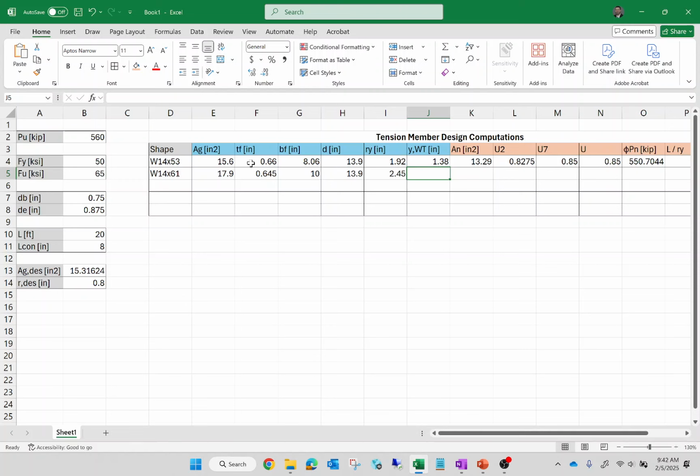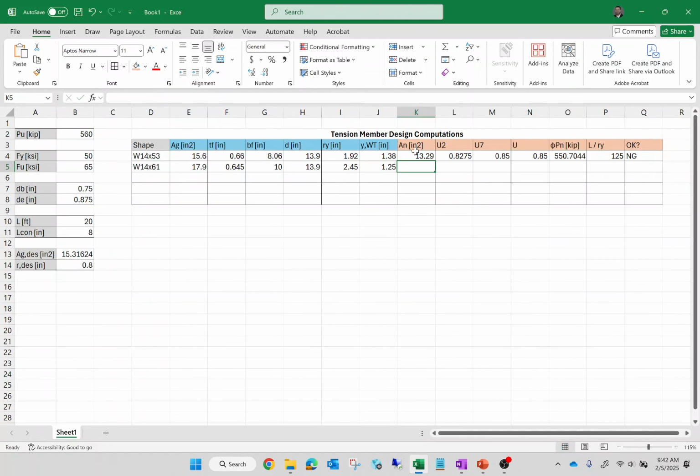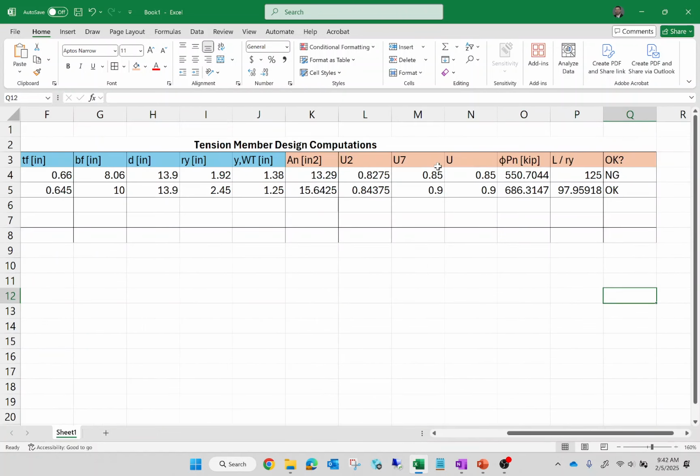It will be 1.8. 1.8? I got 1.25. Is mine wrong? The Y bar for a WT? Yeah, 1.25. So 30.5, right? Oh, sorry, 1.25. Okay. Now, everybody watch up here. Now all I have to do, just drag. It already did the net area, already did the U, this. Is this section good? By observation, it is.